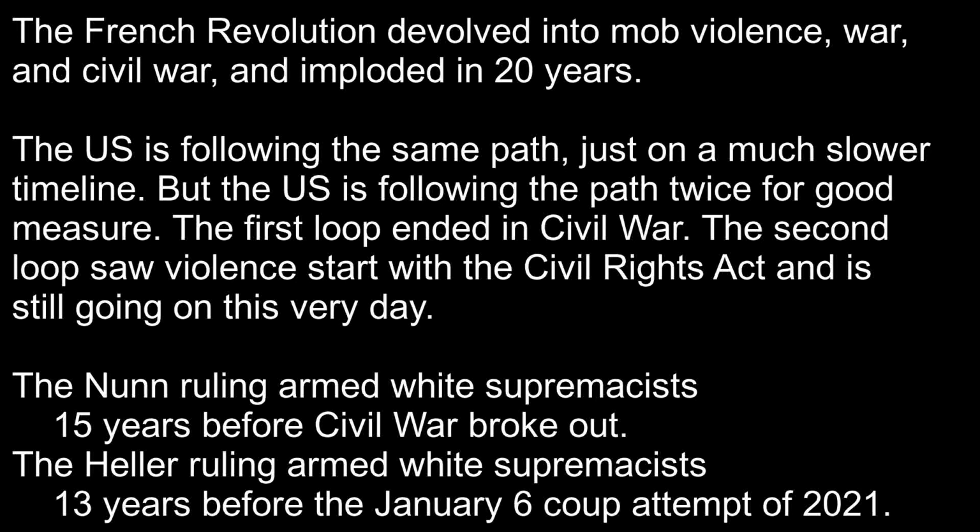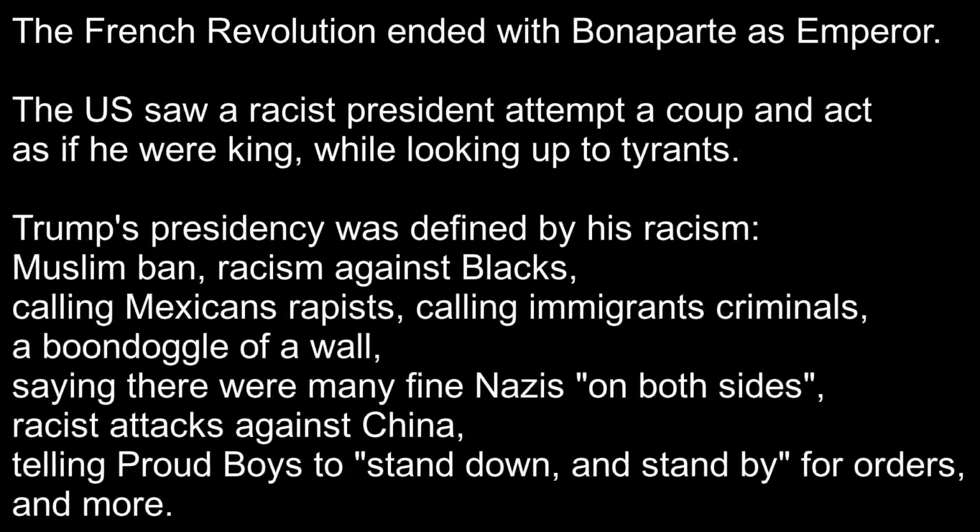White racists commit mob violence, terrorism, and treason. Their launching of the Civil War nearly tore the nation apart. And since the Civil Rights Act, they've been trying to start a race war and take down the federal government. The French Revolution ended with Bonaparte as emperor. The United States saw a racist president attempt a coup and act as if he were a king.